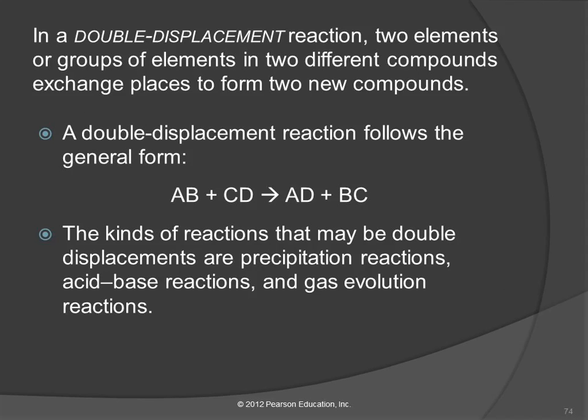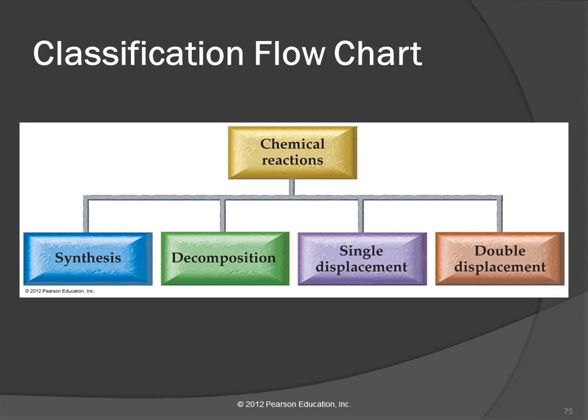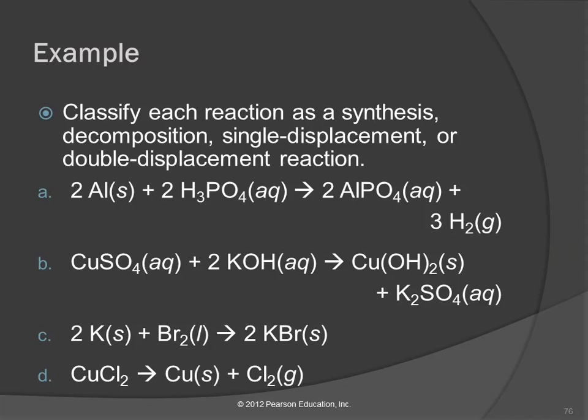Double displacement. We've talked a lot about those. This general form, and there's a lot of them that fall in this pattern. Precipitation reactions, acid-base reactions, and gas evolution reactions all fall into this category of double displacement reactions. The different categories are just different ways of thinking about how to categorize the reaction. Are we looking at what happens? Ooh, a precipitate formed. Ooh, a gas formed. Or are we looking at what's happening with the atoms? So here we see them as synthesis, decomposition, single displacement, double displacement.